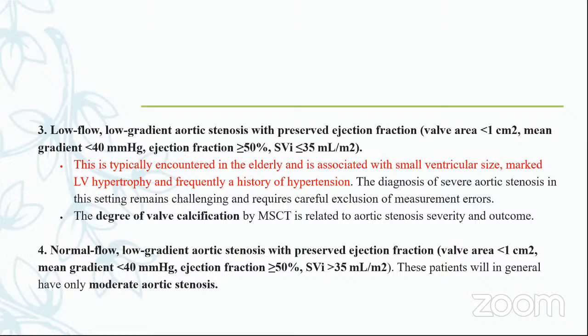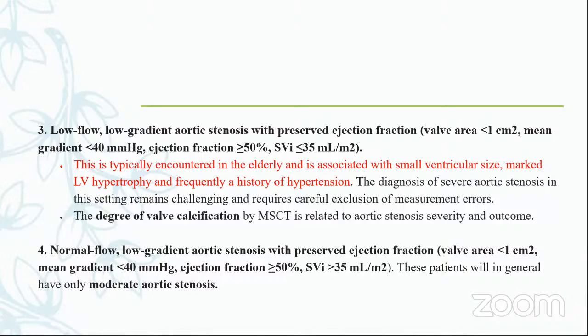The third one is the low flow, low gradient aortic stenosis with preserved ejection fraction, in which the area is less than 1, the gradient is less than 40, the ejection fraction is more than or equal to 50, and the stroke volume index is less than or equal to 35. This is typically encountered in elderly patients and is associated with a small ventricular size, marked LV hypertrophy, and frequently a history of hypertension. In these cases, multi-slice CT scanning is recommended to evaluate the degree of valve calcification.